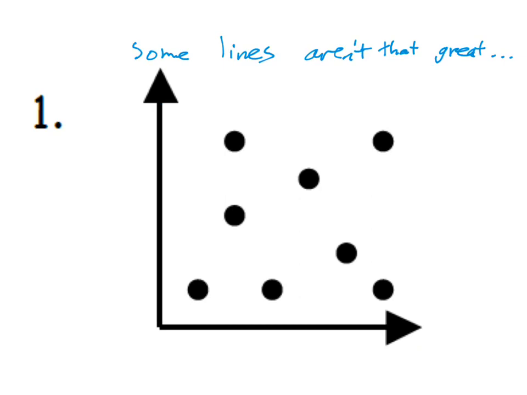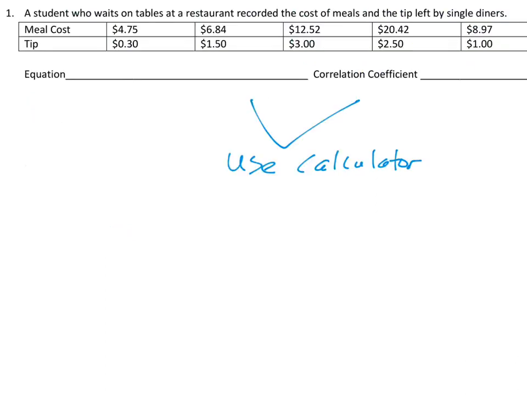Sometimes you have data like this, which we said yesterday had no correlation. It does have a quote-unquote line of best fit. It might look like this, or it might look like this, but the line sometimes isn't that great. And there's a calculation for that, and that's called the correlation coefficient. A correlation coefficient tells you how closely the data matches your model, or how well your model matches the data. And to get both of those, you're going to use a calculator.